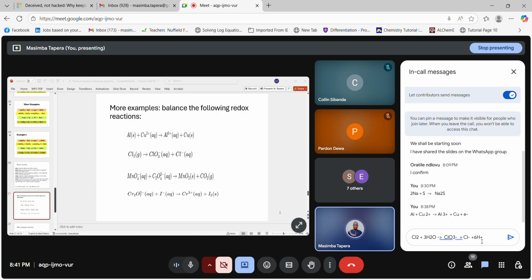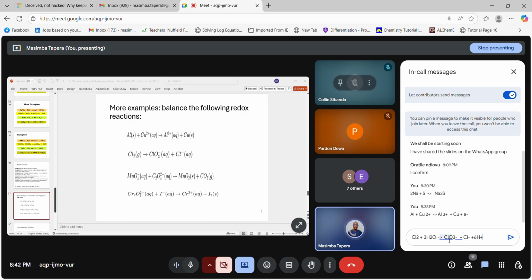But unfortunately, in terms of the charges, we also have to check. This side, we have 0 charge for Cl2, 0 charge for 3H2O. But when we check on this one, we have chlorate with a minus, which means we have minus 1 charge. And here we also have Cl with a minus, and we have 6H plus, which means 6 positive charges plus 2 negative charges. This is like minus 1 plus minus 1 plus 6. It gives us a total of plus 4.